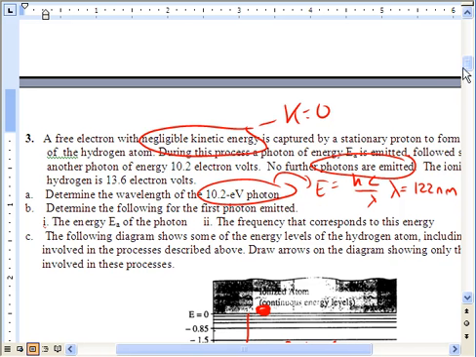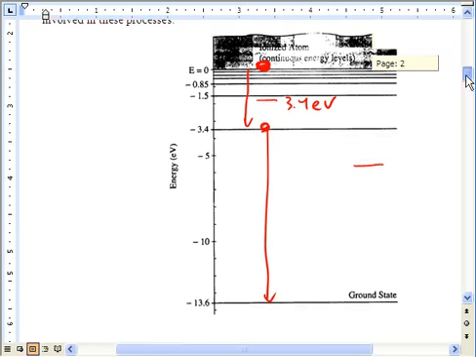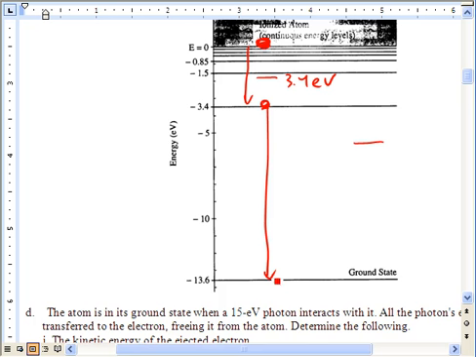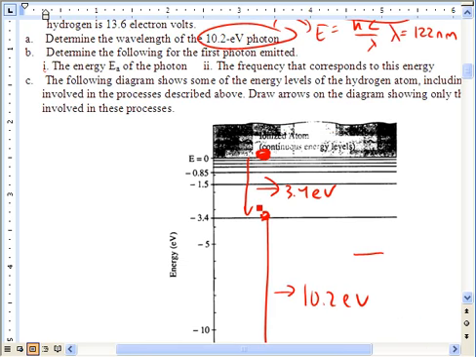That means at the end, we kind of have to think about this backwards, right? At the end, it must be at the ground state. It just emitted a 10.2 electron volt photon, which means before that it must have been at negative 3.4 electron volts, 10.2 electron volts higher. Then the first photon it must have emitted would have brought it down from 0 to negative 3.4 electron volts. So that photon must have been 3.4 electron volts, the difference, right?